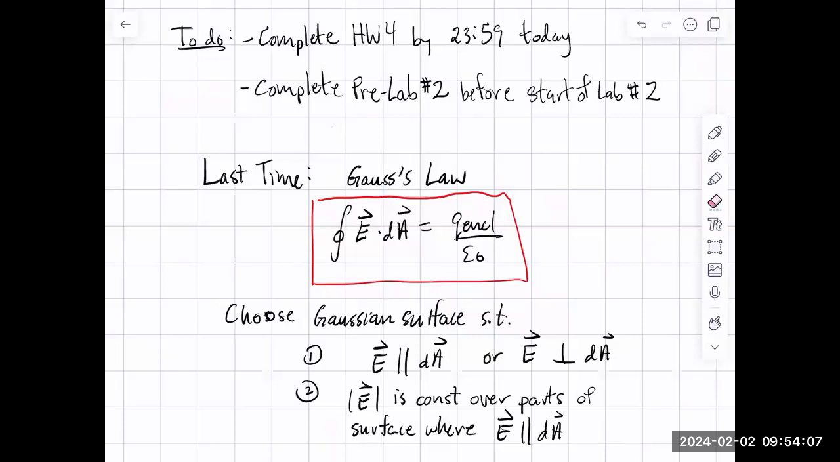Oh, yeah, you are correct. Yes, lab 2 is just a continuation.